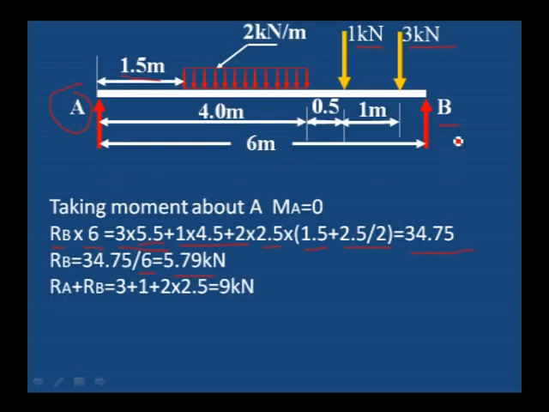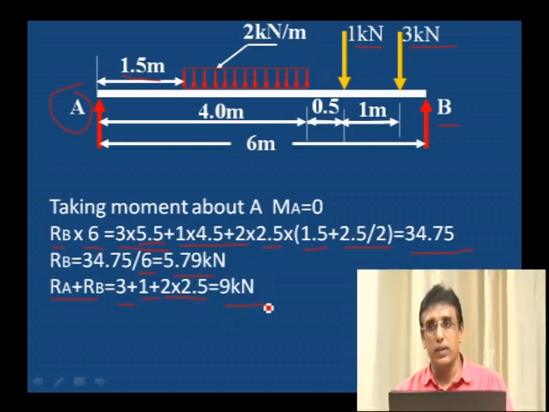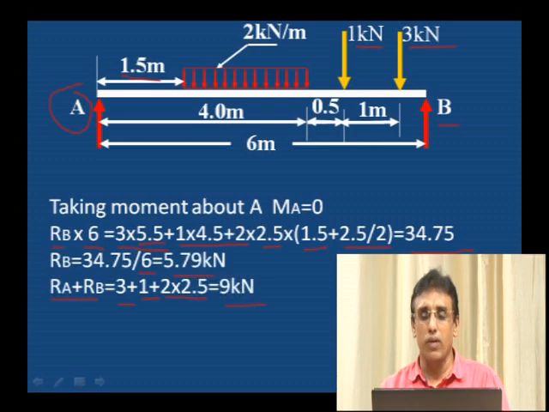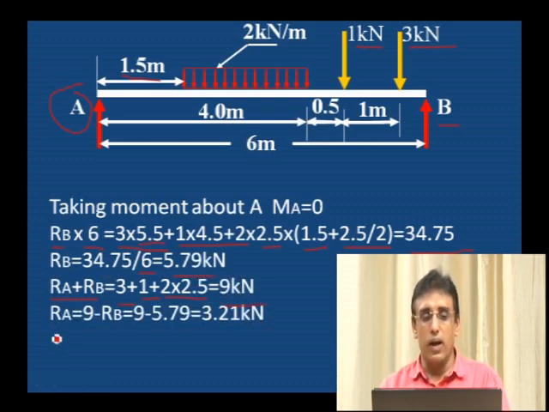Now, upward forces are equal to downward forces. Upward force is RA plus RB, which is equal to the downward force, 3 kilonewton plus 1 kilonewton plus 2 kilonewton per meter into 2.5 distance. Therefore, 9 kilonewton is the total downward load. RA is equal to 9 minus the RB value. Therefore, 3.21 is the reaction at RA. We have the reactions at RA and RB.